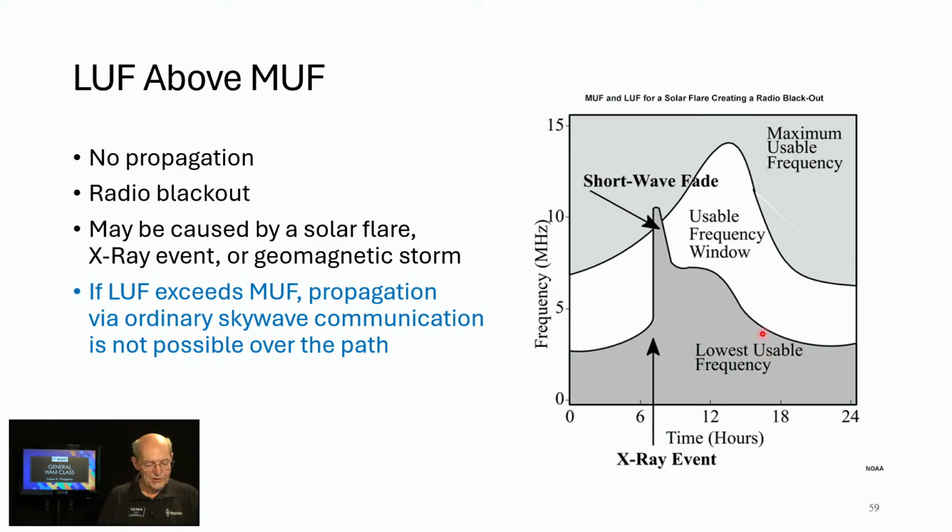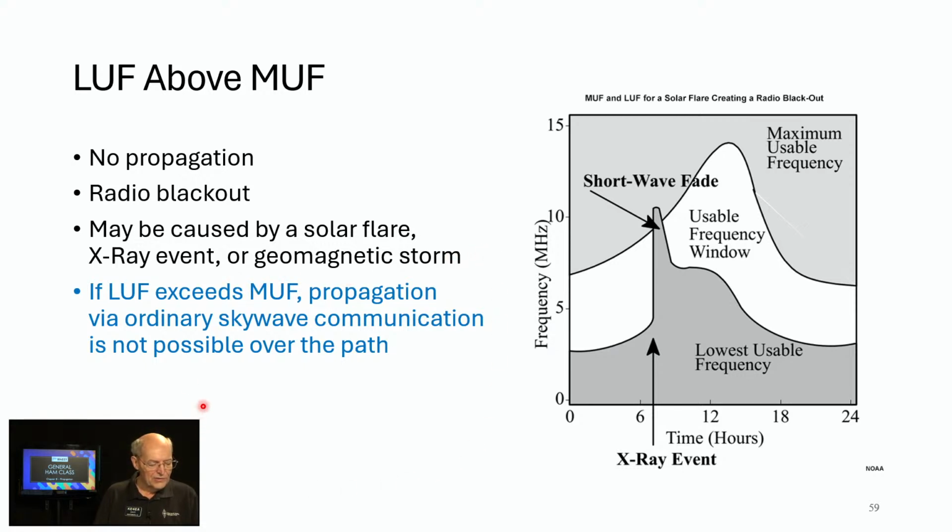Oh, here's a weird picture. Look at this. The lowest usable frequency actually exceeds the highest usable frequency. Well, that's pretty weird. It does happen, though. When this occurs, there is no propagation. A radio blackout can be caused by a solar flare, an X-ray event, or a geomagnetic storm. I mentioned before that usually when the sunspot numbers are good, we have good propagation. Well, that's not true if there's a geomagnetic storm happening.